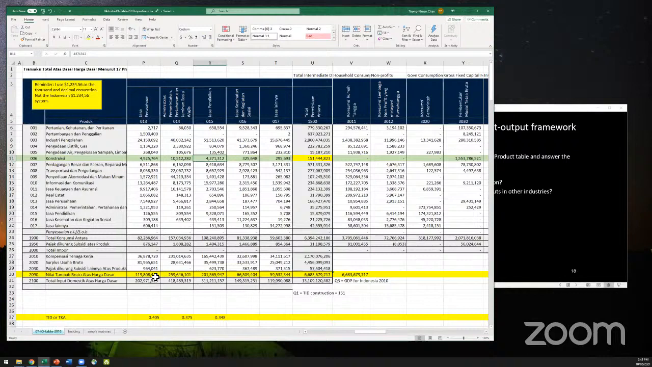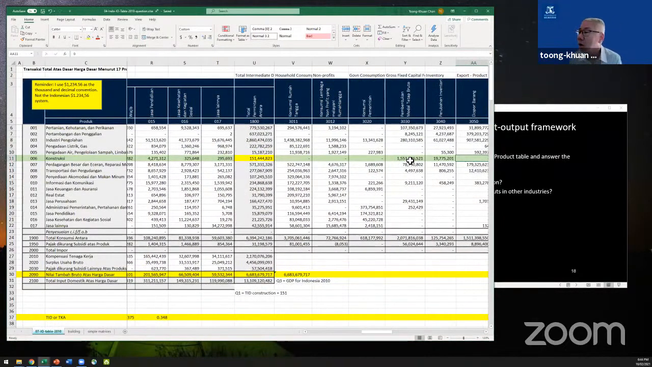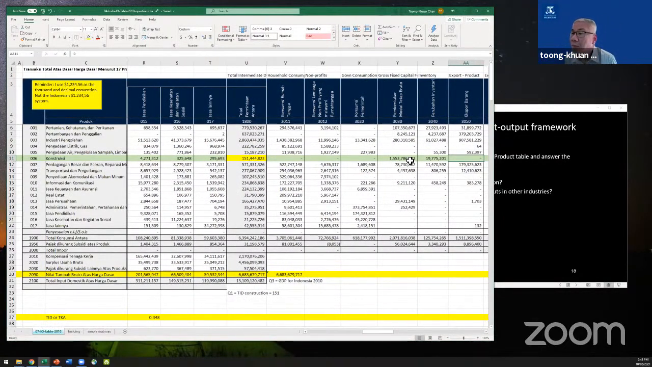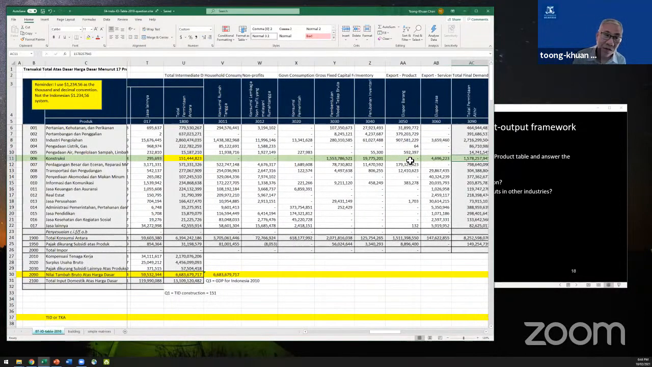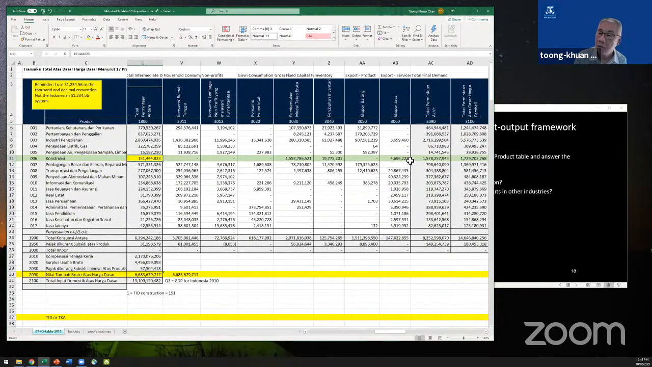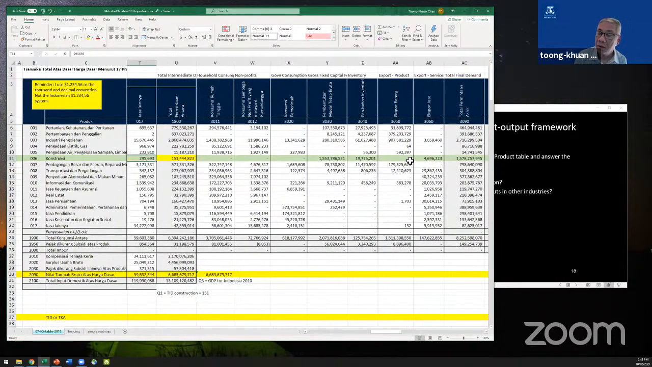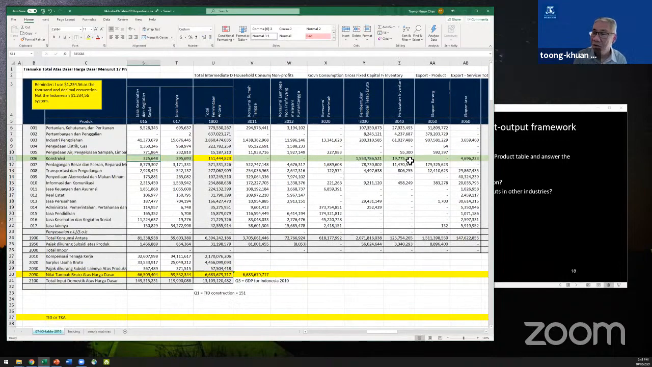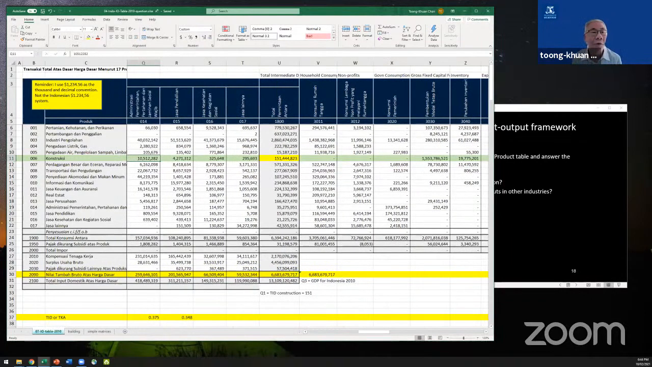Building school? No, it cannot be building schools, because building the school will go into pembentukan modal tetap. So this is possibly the repair of schools. Right? You see, what happens is this. Let me just show you how it works. Annotate. So this is construction.